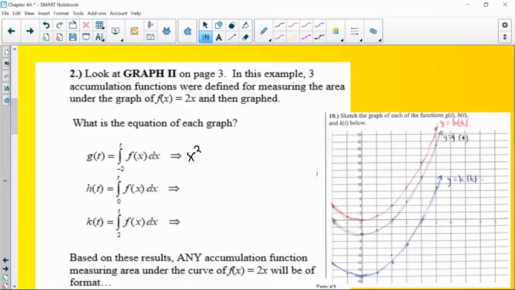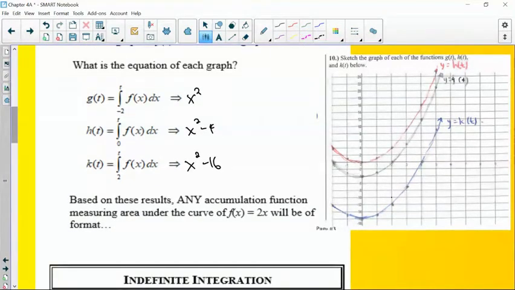The next one, g of t, is like x squared, but it looks like it's minus 4. And then k of t would be x squared minus 16, if I'm reading my screenshot correctly. Even though the intercepts are changing, any accumulation function under the graph of 2x will be of the format x squared plus some constant. Again, that constant depends on where you start your accumulation.